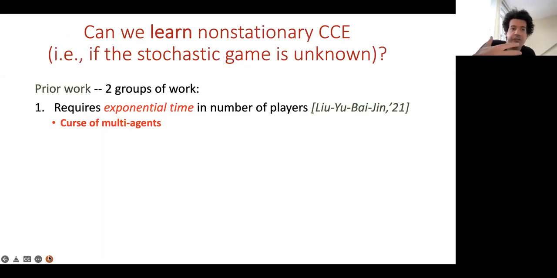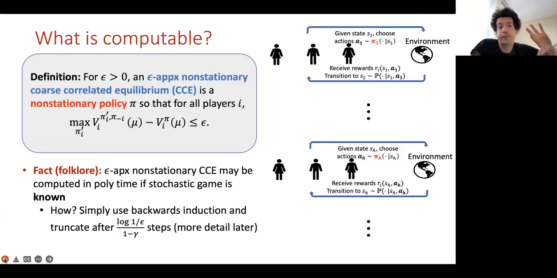Now, in terms of computing non-stationary policies, if you have access to the game, it is not a problem. You can do it. Wait, but is this backward induction polynomial? Don't you have exponentially many states? No, it's going to be polynomial in S, the number of states. Yes, you'll visit all the states at every time step. Okay, you want it to be polynomial in the number of states. Okay.